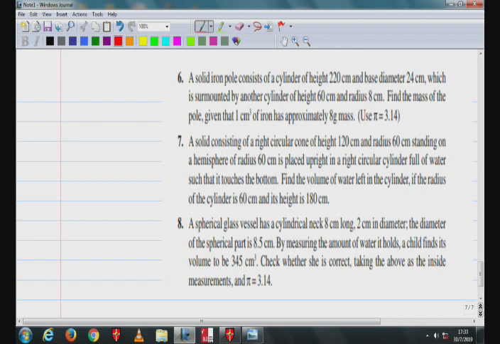Sonu, what is happening? Why are you talking? Please concentrate on your work.